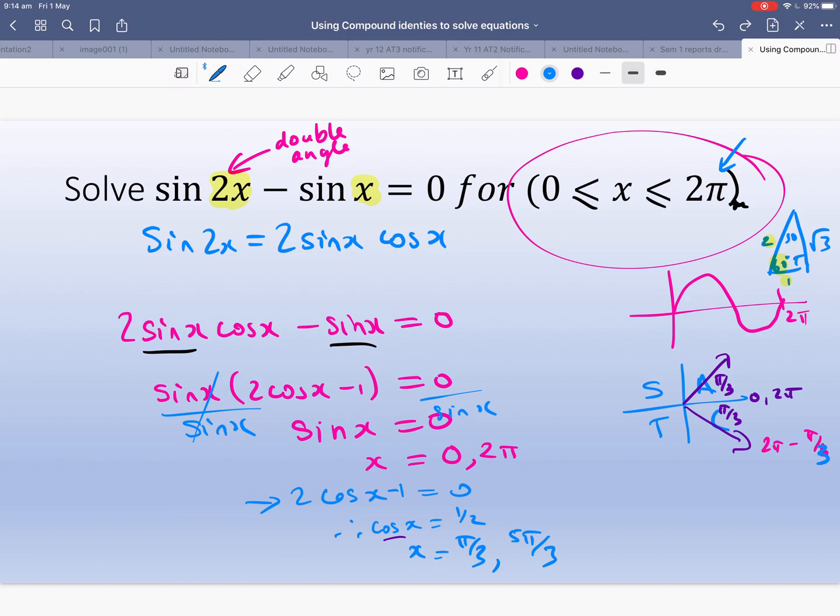Okay, so what's our final answer? I'm going to do a little box here, and I'm going to write it. Therefore, x has many solutions. It has 0 and 2 pi and these ones, so I'm going to put them in order. 0, pi on 3, 5 pi on 3, and 2 pi. Awesome. Okay, so we're using our compound angle identities. In this case, we use double angle, which is very important to solve these trigonometric equations.